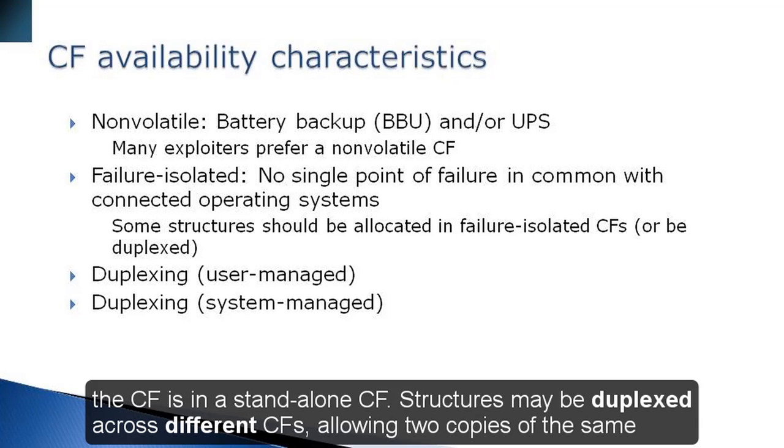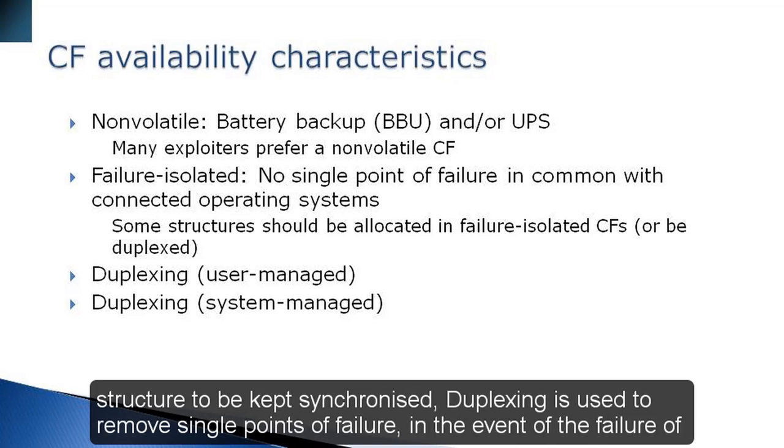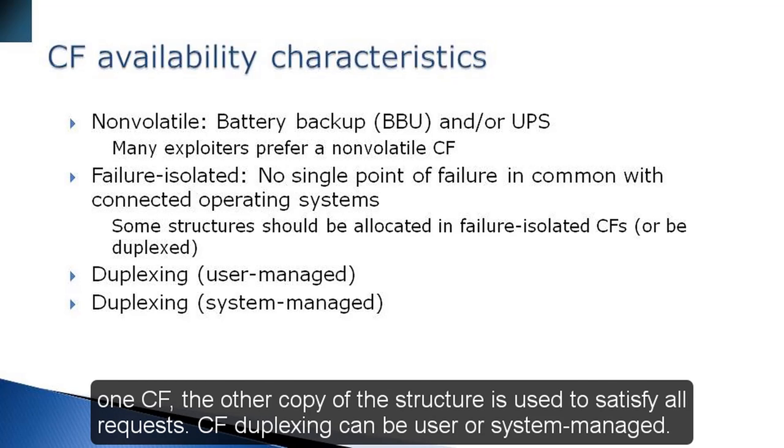Structures may be duplexed across different CFs, allowing two copies of the same structures to be kept synchronized. Duplexing is used to remove single points of failure. In the event of the failure of one CF, the other copy of the structures is used to satisfy all requests. CF duplexing can be user or system managed.